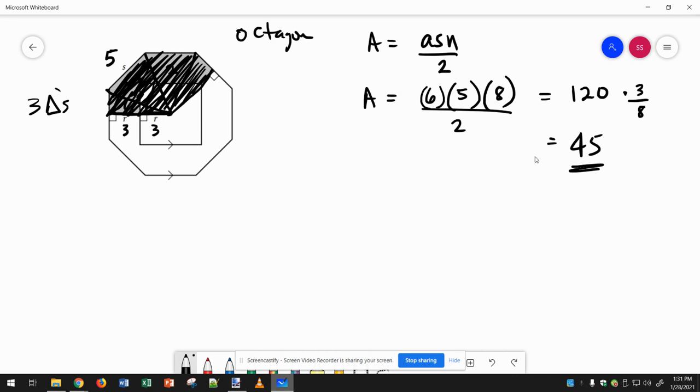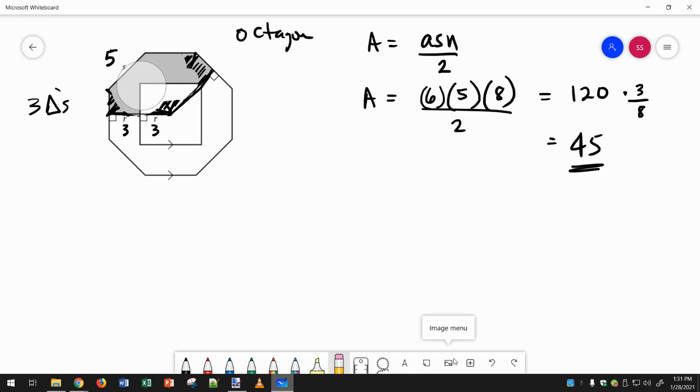I'm almost there. Now I just want to get rid of that shading so we can see. We just kind of go back and fill in what we had. This was 3 and 3. So we know that this, from here to here and all that inside, we know that's 45. So now all we have to do is subtract off this trapezoid, if you see.